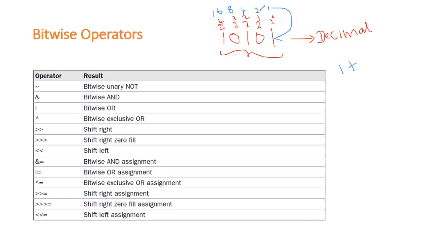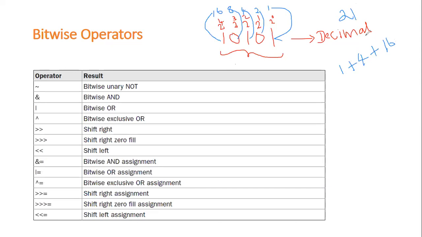Next, 2 into 0 is 0. Anything multiplied by 0 is 0. Next, 4 into 1 is 4, plus. Next, 8 into 0 is 0. And 16 into 1 is 16. 16 plus 4 is 20, plus 1 is 21. So the corresponding decimal number for this binary value is 21.